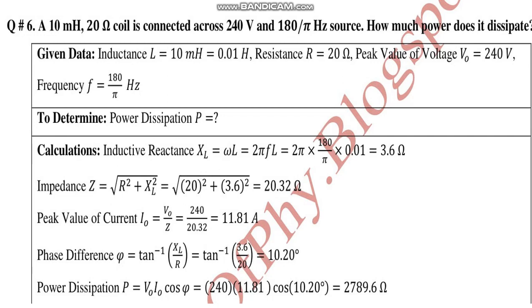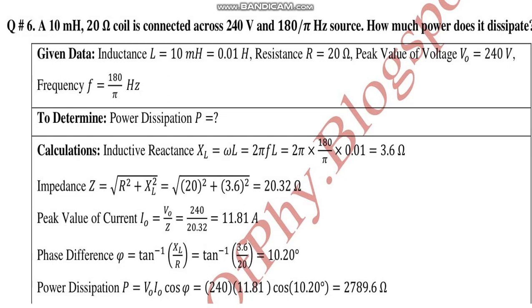So for this purpose we find the inductive reactance, impedance and the peak value of the current. Then we find the phase, and then last we find the power dissipation. So inductive reactance XL is equal to omega L. Omega is angular frequency. We put the value in here. After putting the value, we get the answer 3.6 ohm.